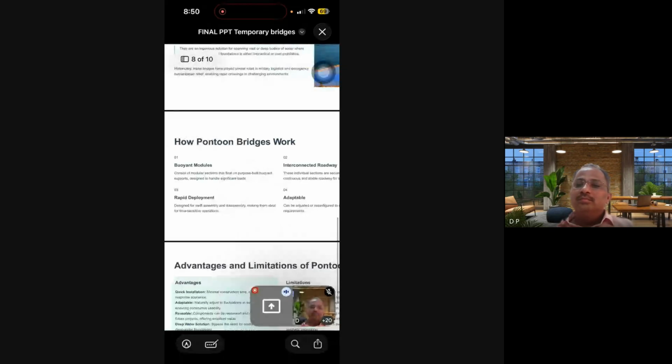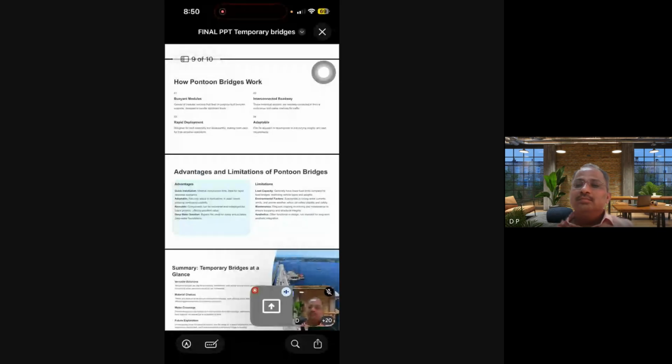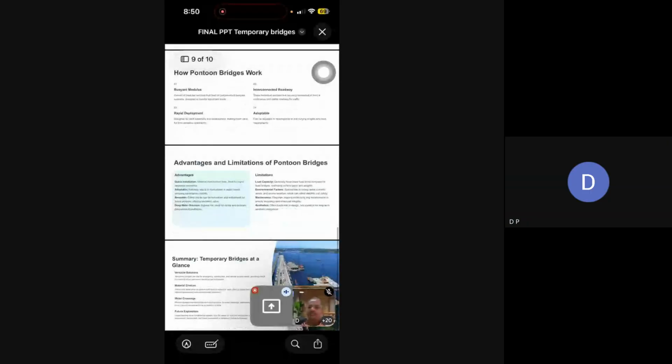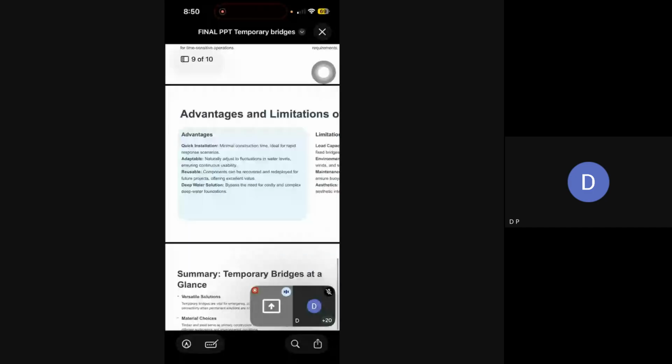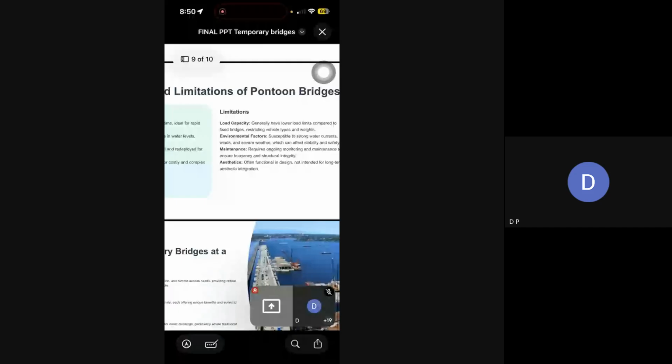Advantages and limitations of pontoon bridges. Advantages: quick installation, minimal construction time, ideal for rapid response. Adaptable: naturally adjust to fluctuations in water level, ensuring continuous usability. Reusable: components can be recovered and redeployed for future projects, offering excellent value. Deep water solution: bypass the need for costly and complex deep water foundations.